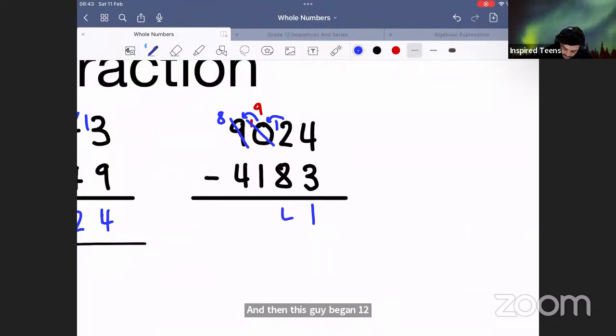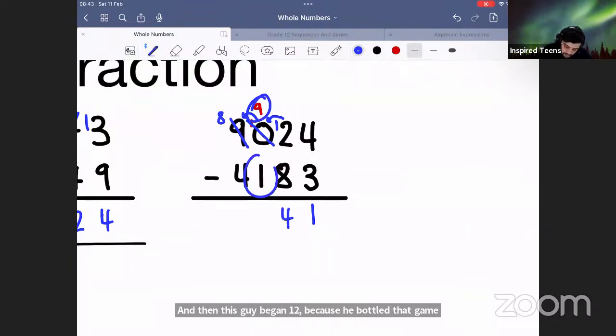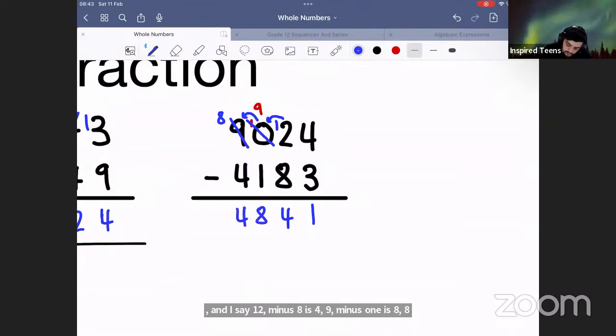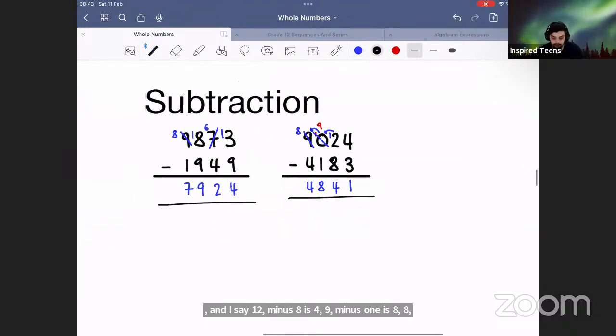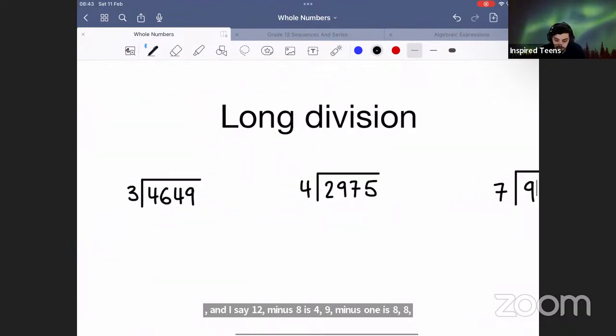Then I say 12 minus 8 is 4. 9 minus 1 is 8. 8 minus 4 is 4. And that's my final answer. Okay, let's move over to long division.